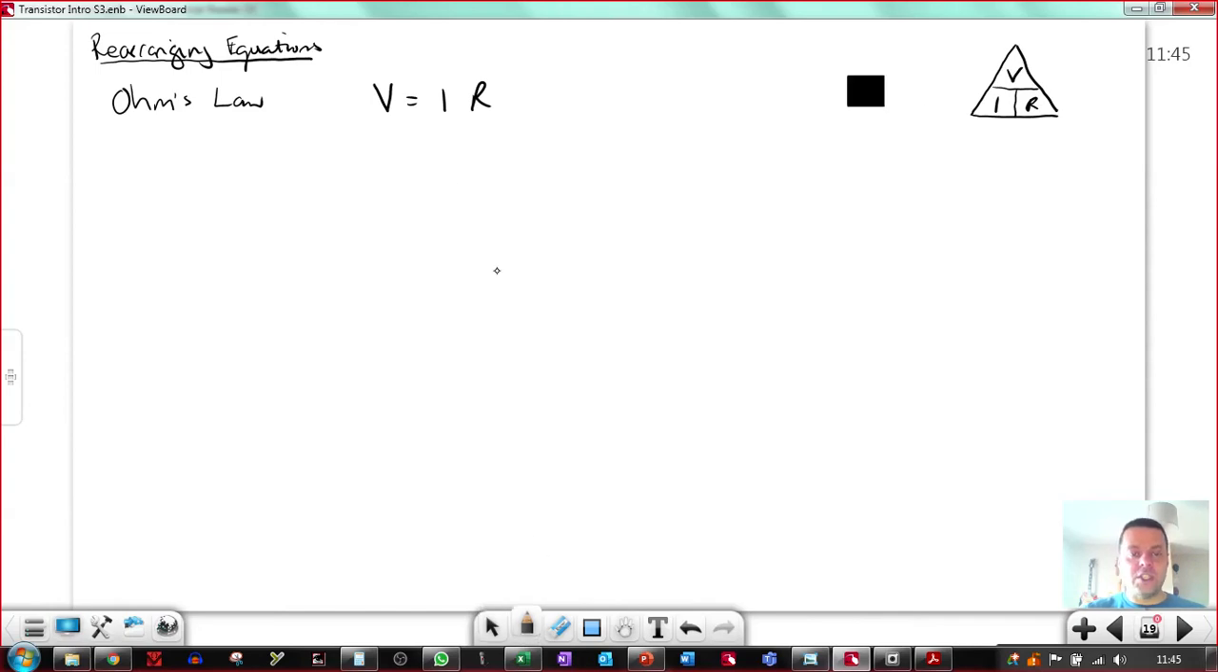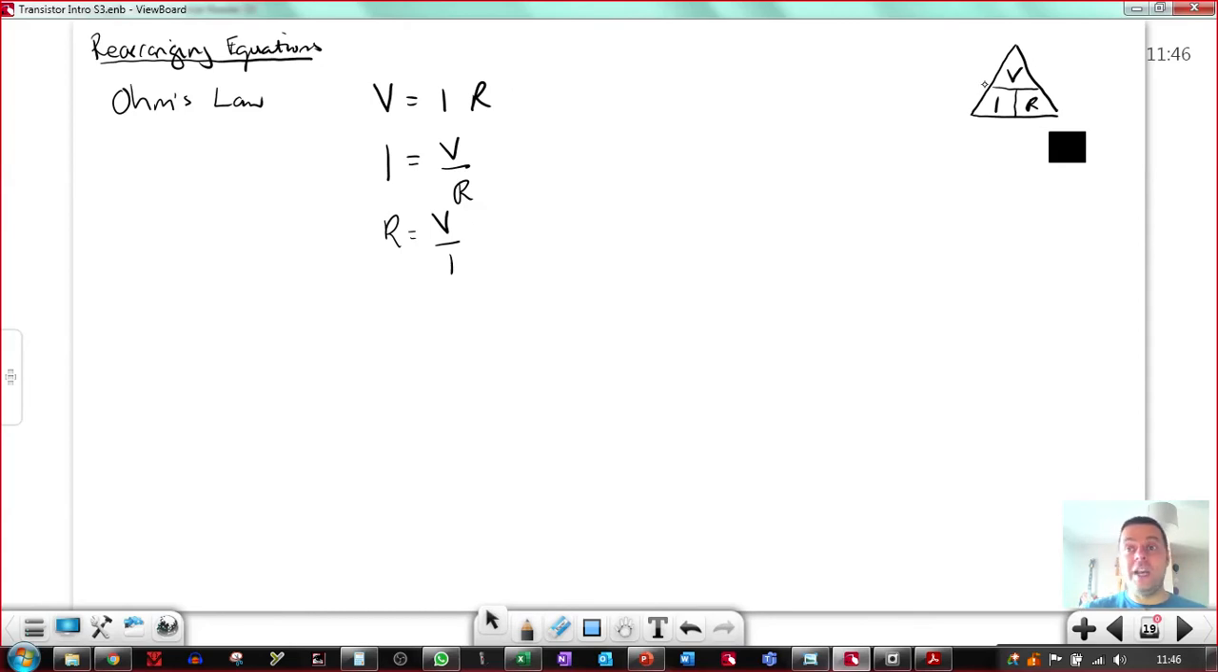Let's say I want to rearrange this equation for I instead. Let's say I want to work out a current. Cover up I. And what's the relationship? V over R. V over R. Fantastic. Or the last one, let's say I want to know what R equals. I'm going to cover up R. And what's the relationship? V over I. So using a triangle is one way of rearranging simple equations.